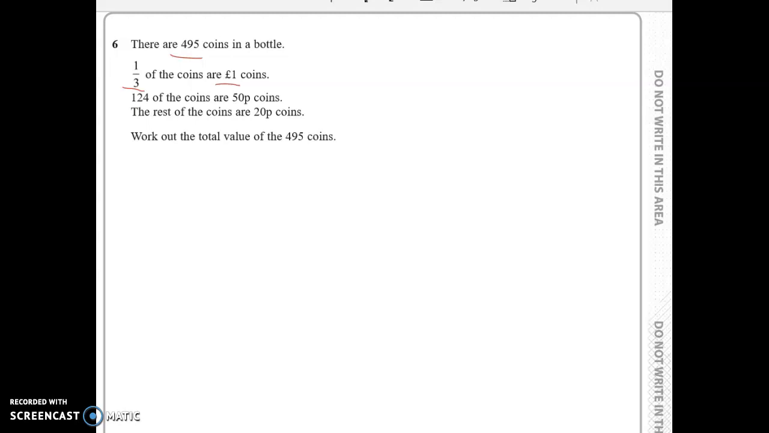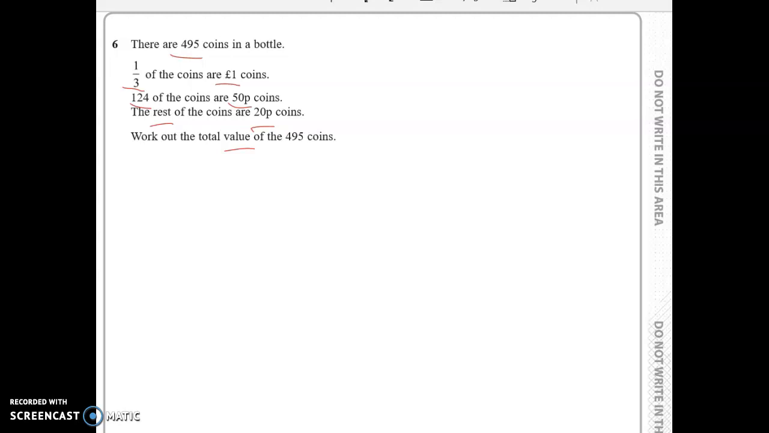124 of the coins are 50p's, so 124 and 50p's. The rest of the coins are 20p's. Work out the value of the 495 coins. So they want the value of it, so what it is in pounds or pence. I'm probably going to work in pounds.